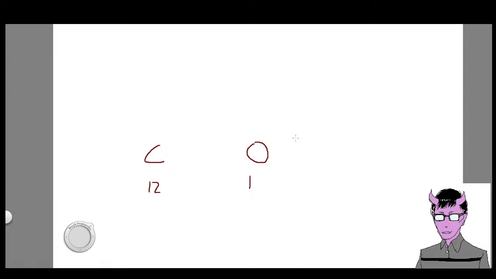Periodic table. Let me just search it up on my search engine. Unsponsored search engine.